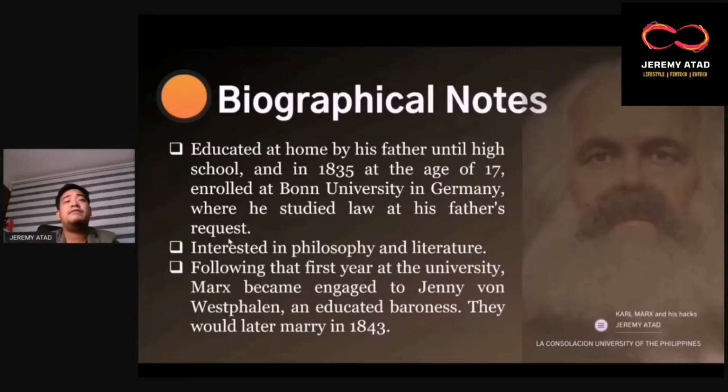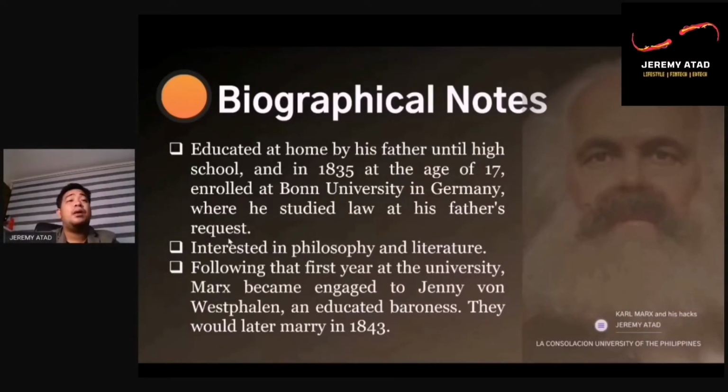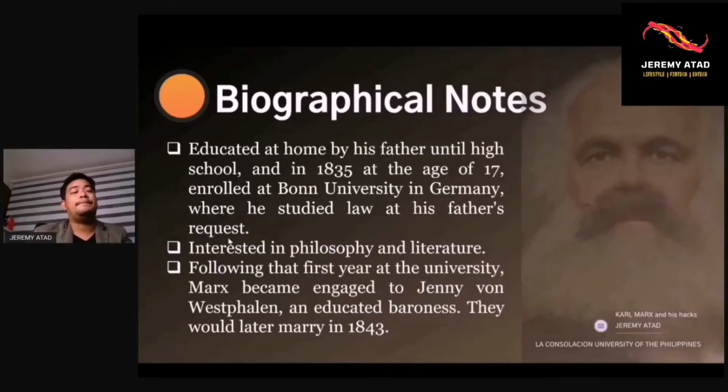More of his biography: he was educated at home by his father until high school, and in 1835, at the age of 17, he enrolled at Bonn University in Germany, where he studied law at his father's request. He was more interested in philosophy and literature. Following that first year at the university, Marx became engaged to Jenny von Westphalen, an educated baroness. They would later marry in 1843.